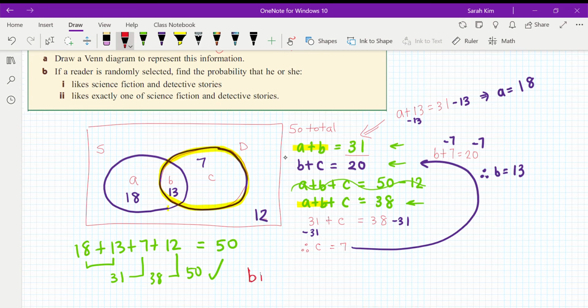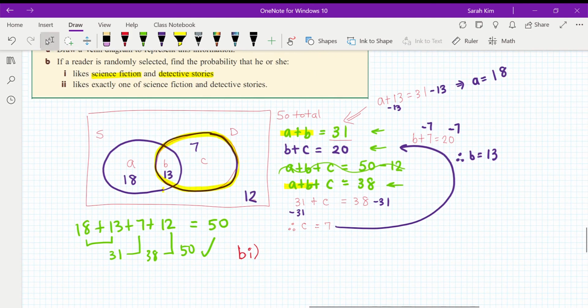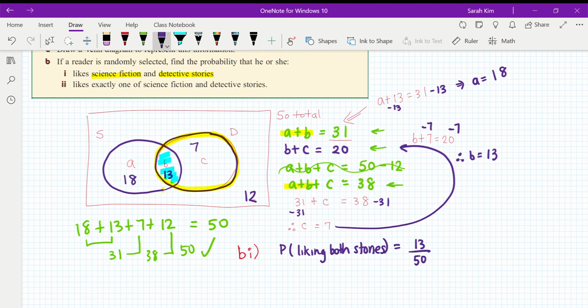B asks the probability that they like science fiction and detective stories. So that's the people in here that like both of them. So that's the probability. 13. So the probability of liking both stories is 13 over how many people? 50 people.